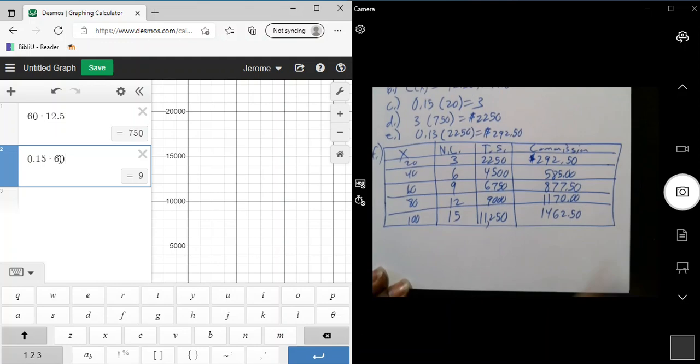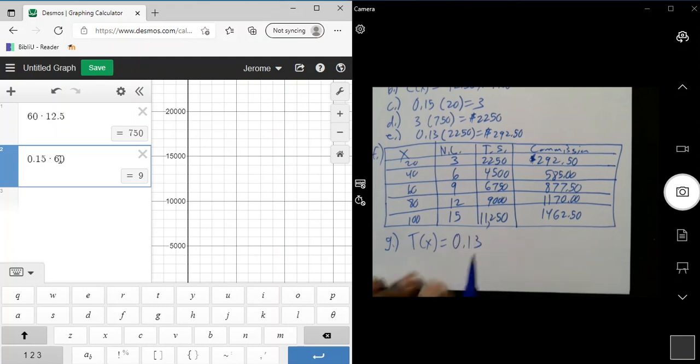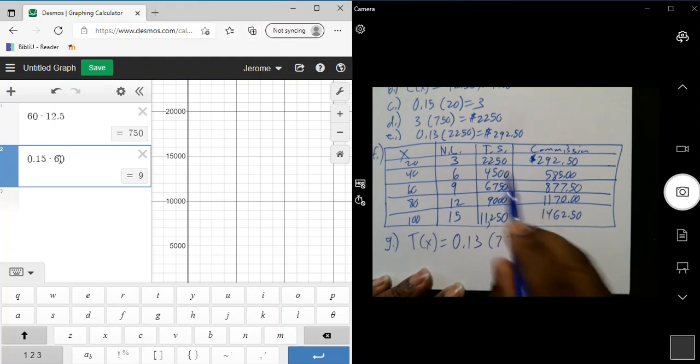Now we go here to G. It says determine a formula for the total commission that you can expect to generate from this dinner as a function of X, the number of attendees. Represent the total commission by T of X. So we will add T of X, and we know we made 13% off of total sales.